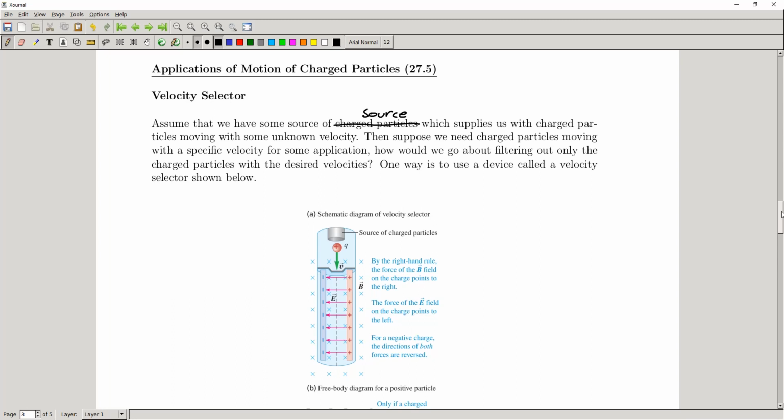We're going to be taking a look at a velocity selector. So let's assume that we have some source of charged particles. Okay, so imagine that we have some source of charged particles, which is supplying us with charged particles moving with some unknown velocity. Okay, so let's look at the diagram below here.